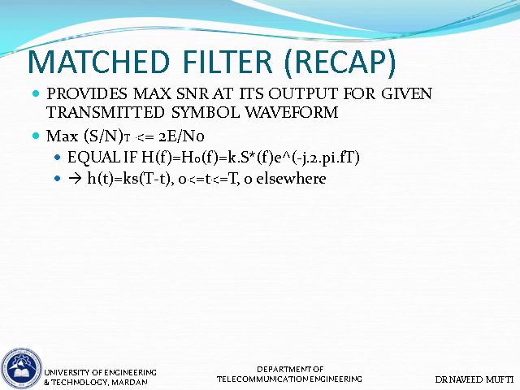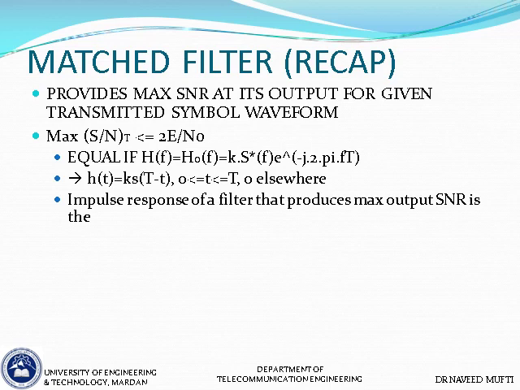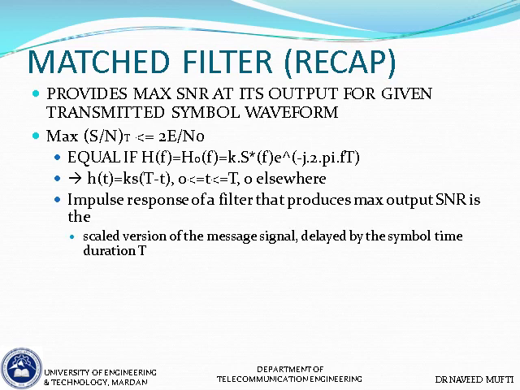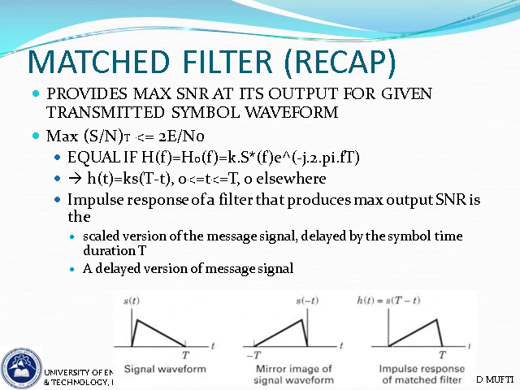When we look at it in the time domain, this basically means that the impulse response of the filter is like this within the signaling interval. So the impulse response of a filter that produces maximum output SNR is basically the scaled version of the message signal, multiplied by a constant K and delayed by the symbol time duration capital T. We also simplified it even further by saying that the impulse response is basically just a delayed version of the message signal. So here it is graphically explained.